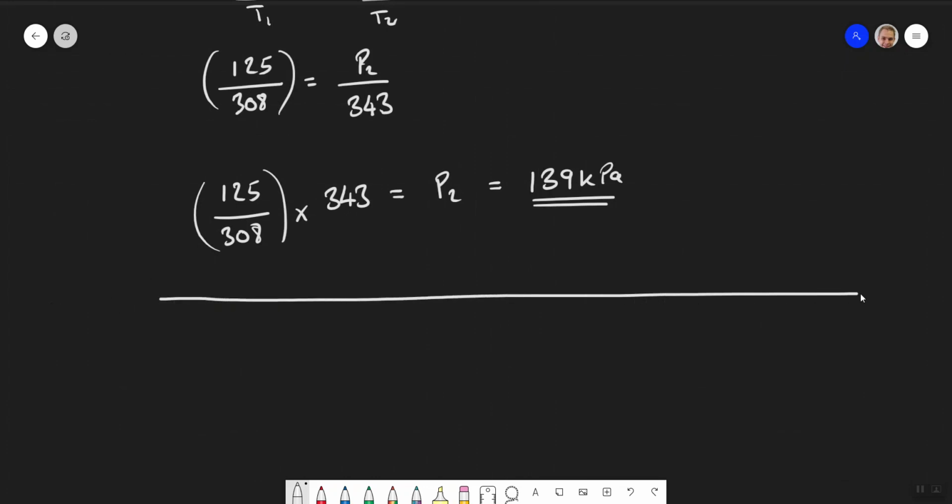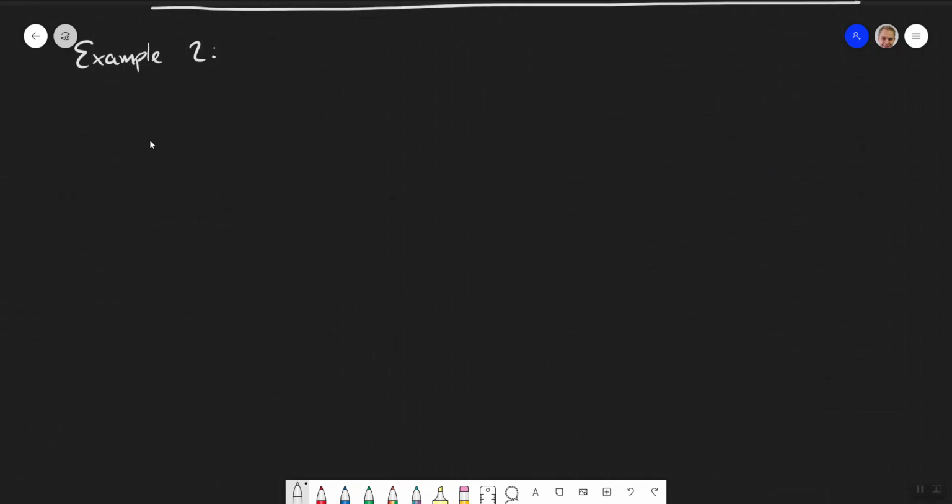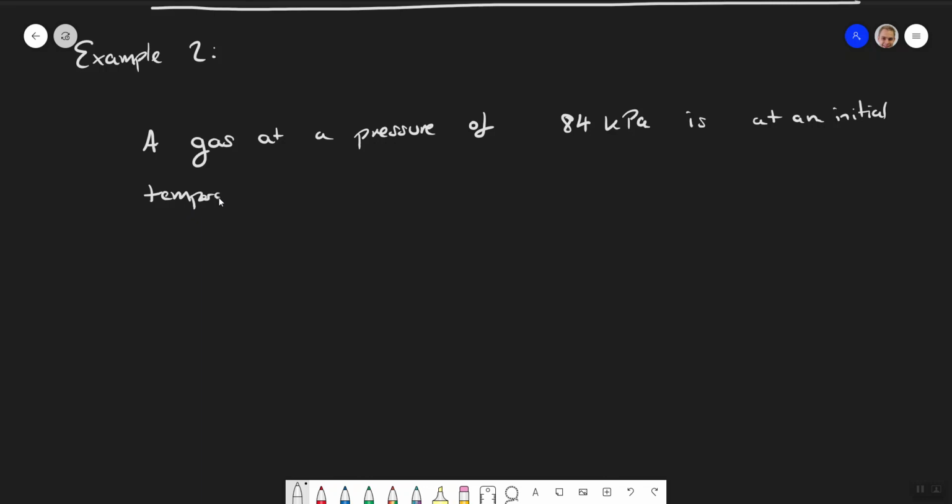Let's say they wanted to make it a little bit trickier. Let's deal with the second example. Okay. Let's say we've got a gas at a pressure of, let's say, 84 kilopascals at an initial temperature of, let's say we've cooled this down to minus 7 degrees Celsius.